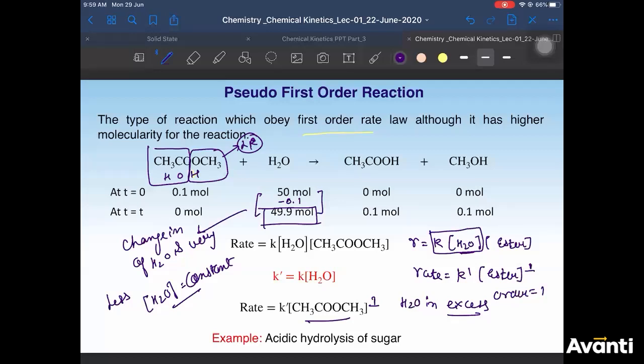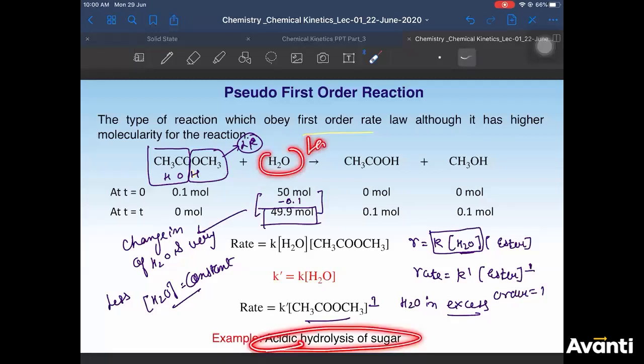Yes, Pritish, you are right. So this is only true. Many of you are asking the same question again and again, I'll take it together. It is true only if your water is taken in excess. If water was taken in stoichiometric amounts with ester, then it would not have been true. Correct? But the irony is, during the acidic hydrolysis of any sugar, you take water in excess. Otherwise, hydrolysis will not happen. You take water in excess.